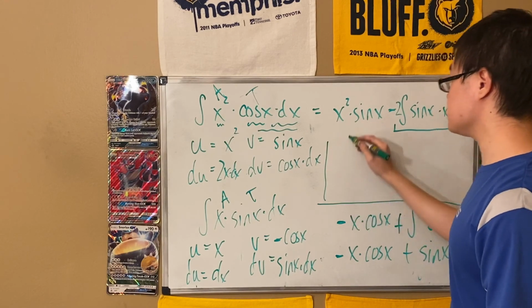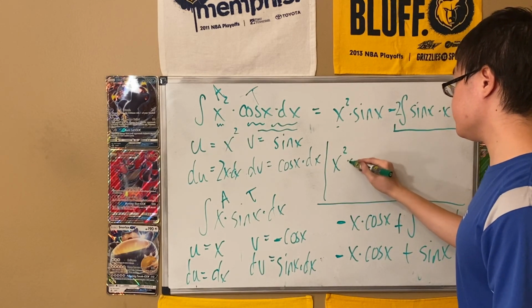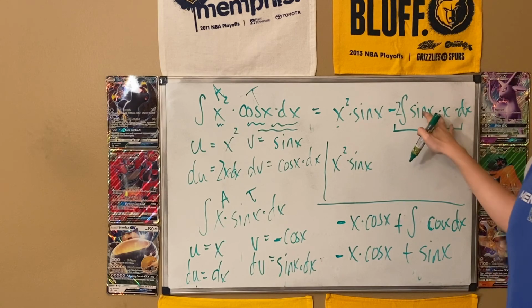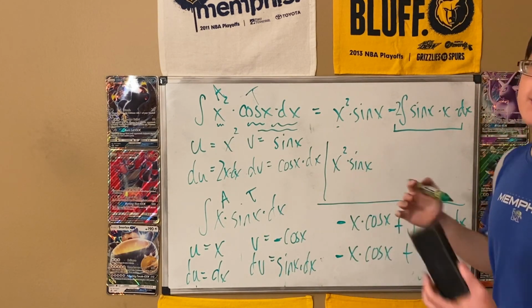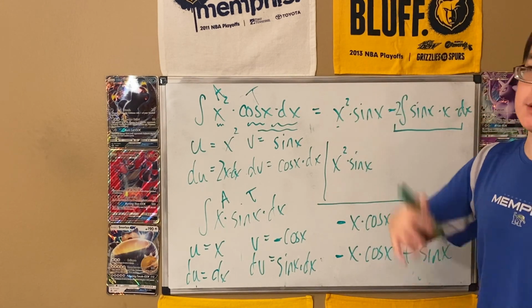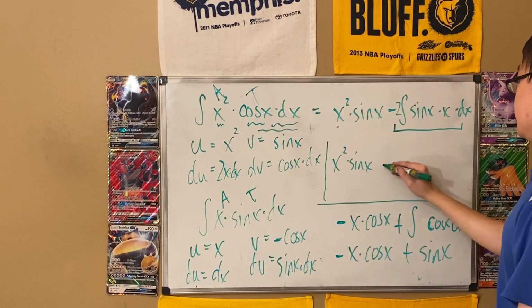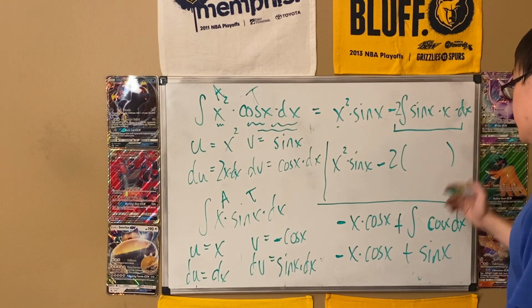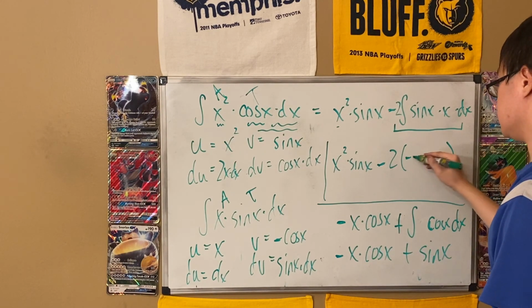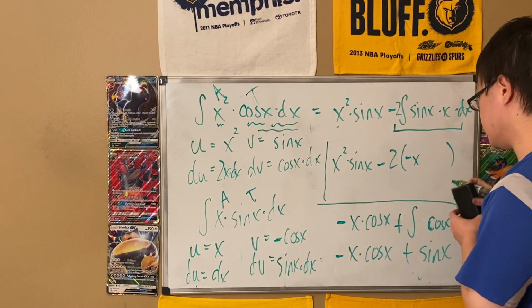So the final answer is going to be x squared times sine x. And we had to do this harder integral on the side. It was another integration by parts. How crazy. A nested integration by parts where you do one, then you do another. So it's going to be minus 2. And if you want to be lazy, you can just put all of this in parentheses. If you're not feeling super lazy, you can distribute.